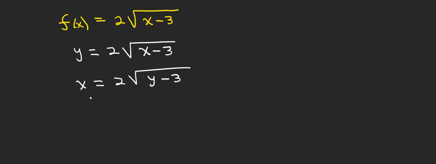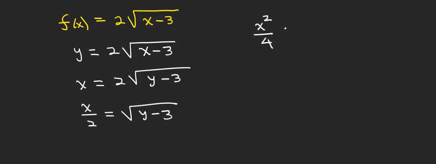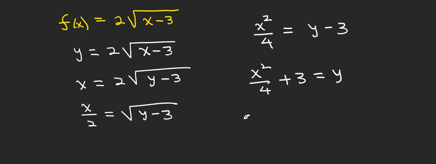So in order to do that, we have to divide both sides by 2. And we need to square both sides. So you end up getting x squared over 4 equals y minus 3. And we need to get rid of negative 3, so add 3 to both sides. So our inverse, g of x, will be x squared over 4 plus 3.